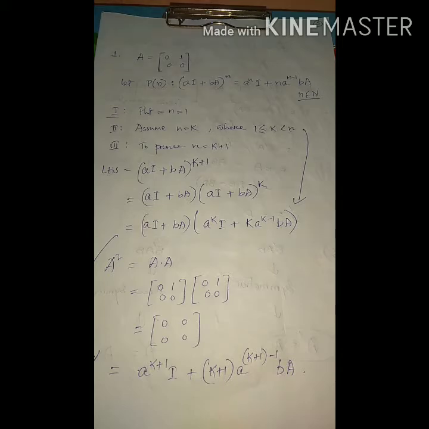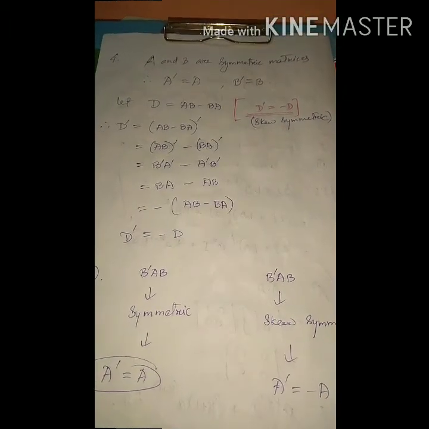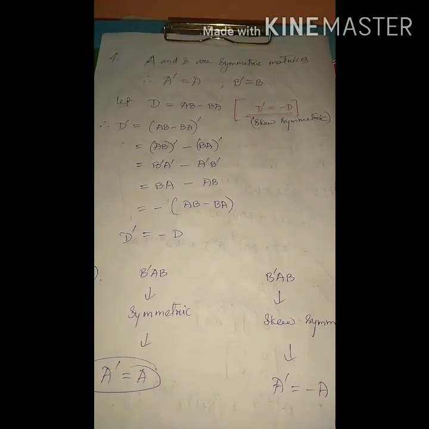Is it clear? Okay. Now after 2 and 3, the next question given in miscellaneous is: A and B are symmetric matrices.